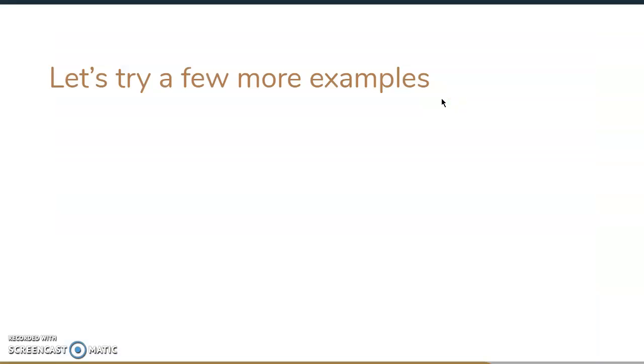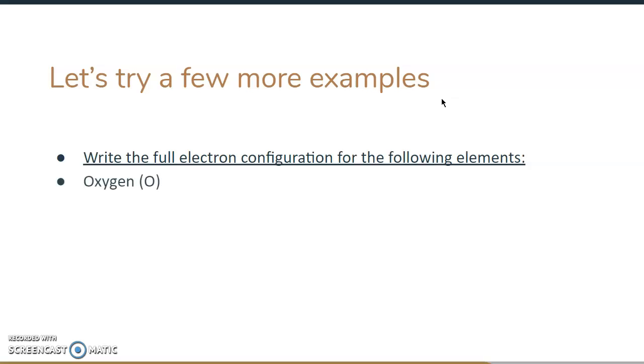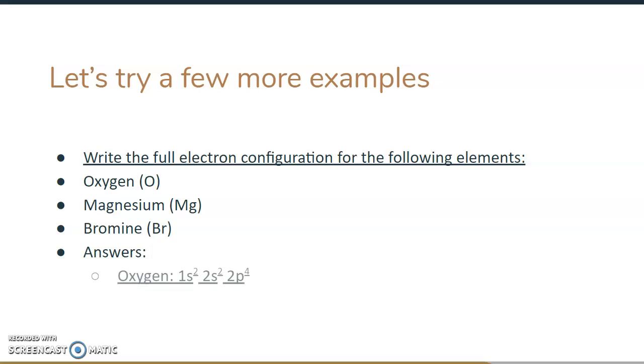So let's try some more examples. And I want you guys to pause the video and definitely try these on your own, please, and then continue going and see if you got them right. So for oxygen, magnesium, and bromine, what would be your full electron configuration? So please pause the video. All right, hopefully you guys have been able to get through this on your own.